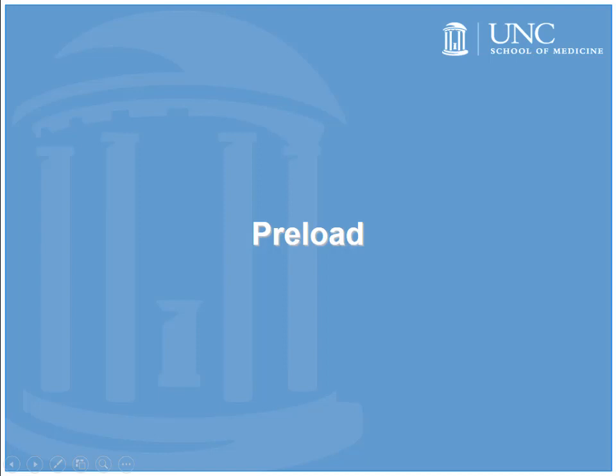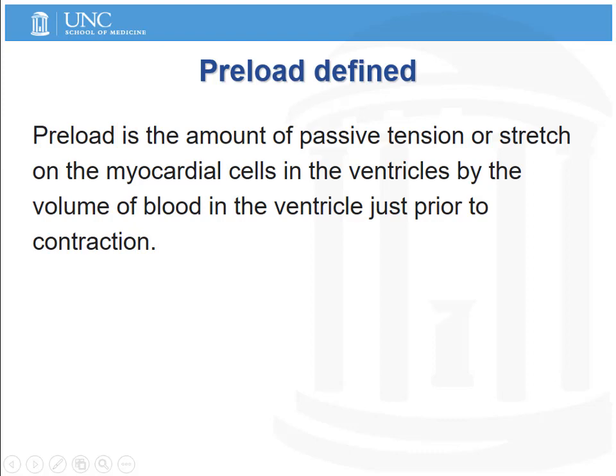Preload is an important determinant of stroke volume and therefore of cardiac output. Preload can be defined as the amount of passive tension or passive stretch that's exerted on the relaxed cardiac myocytes by the volume of blood in the ventricle immediately prior to contraction. So as blood flows into the relaxed ventricle during diastole, it stretches out the cardiac myocytes, and that passive stretch is the preload. So preload really is the load of blood inside the ventricle before the ventricle starts to contract.